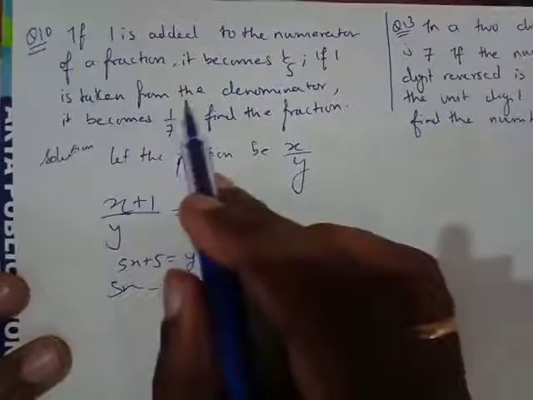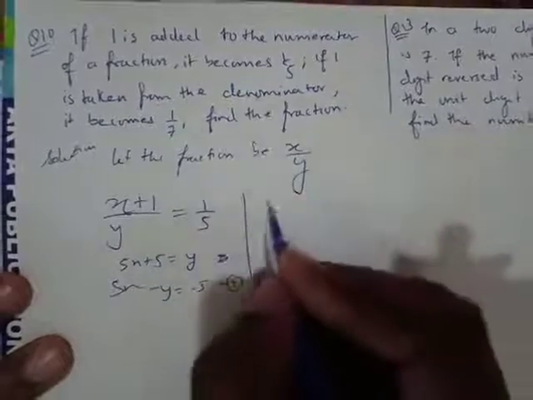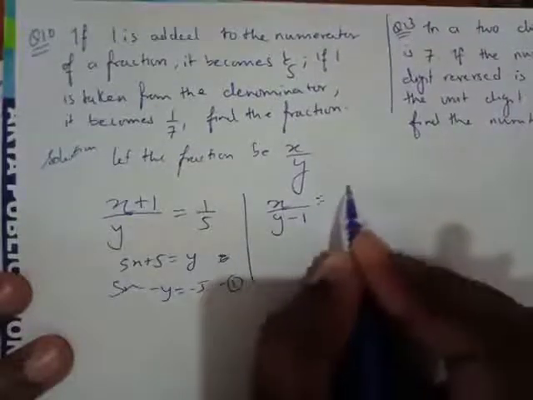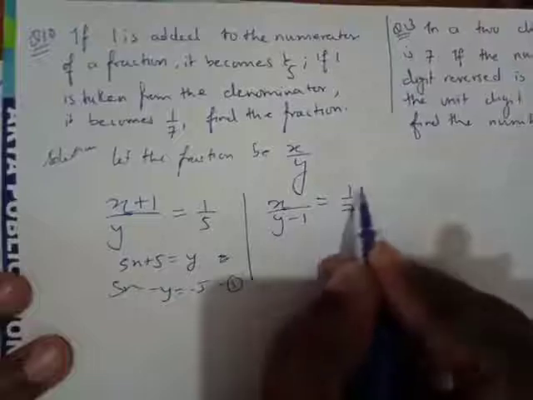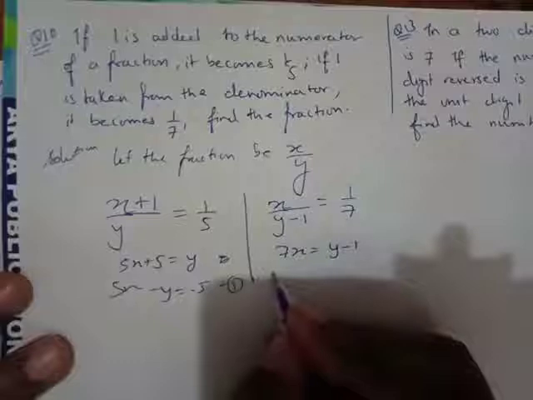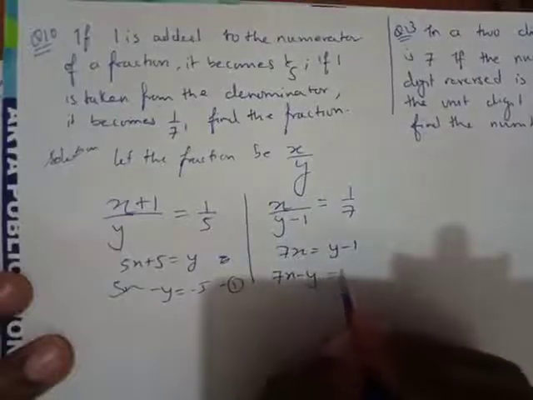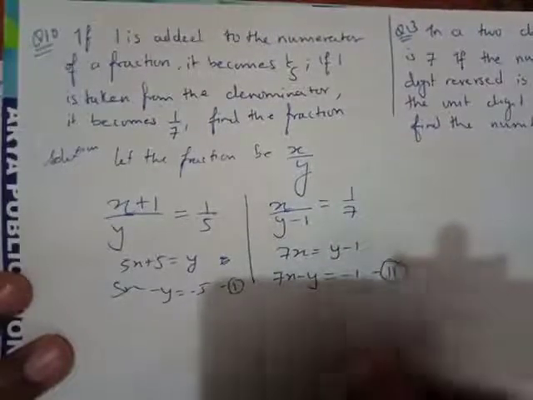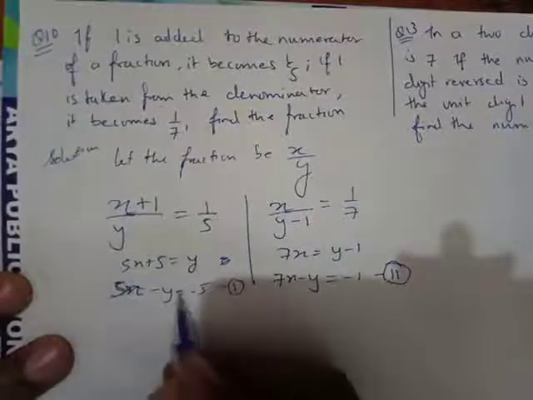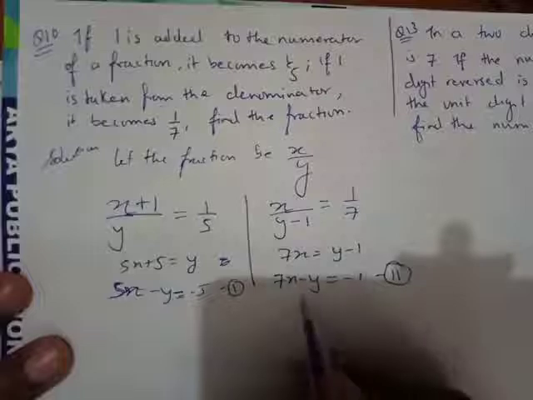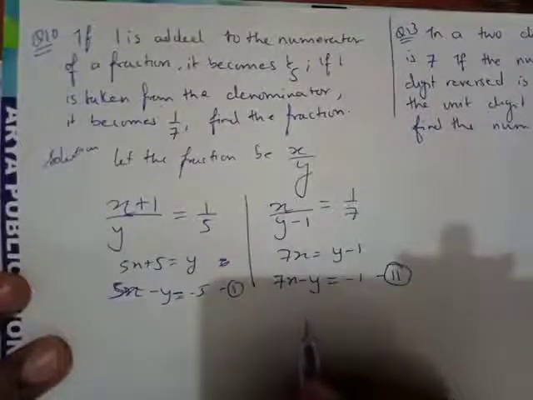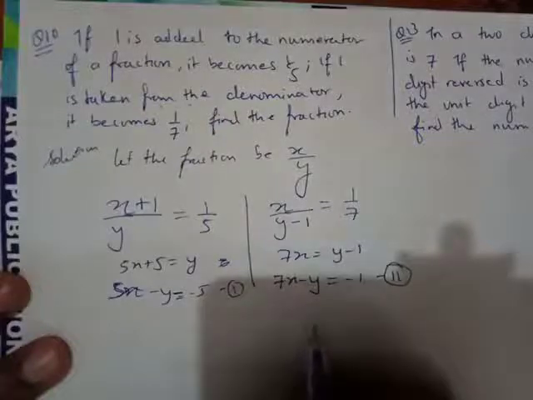If 1 is taken away from the denominator, then my fraction becomes 1 upon 7. This can go on that side and I will have 7x equals y minus 1, so 7x minus y equals minus 1. This is my second equation. So I have 5x minus y equals minus 5 as my first equation and 7x minus y equals minus 1 as my second equation. You know very well what to do with both of these equations.